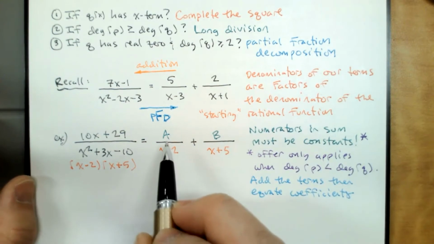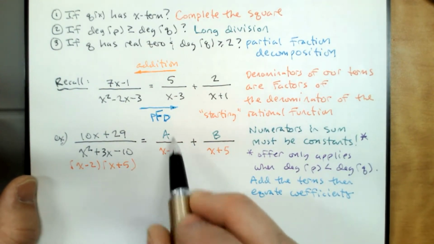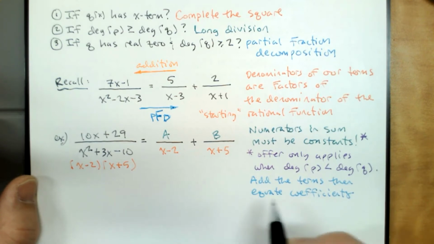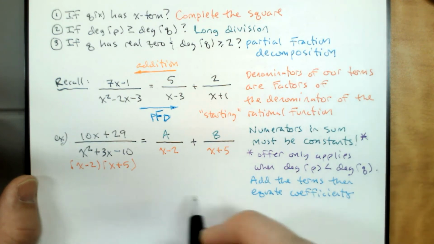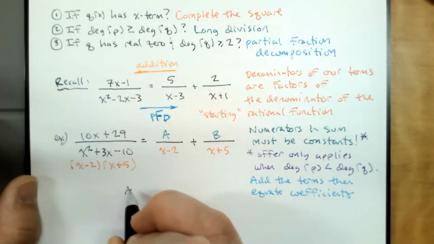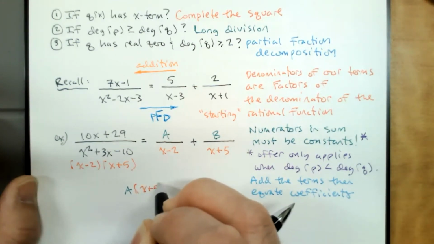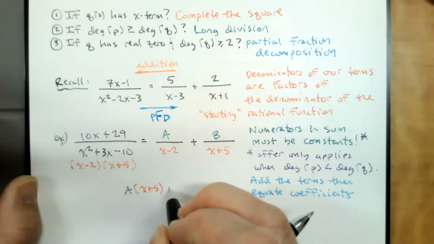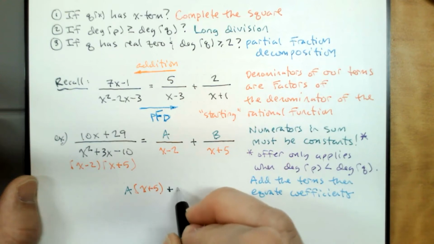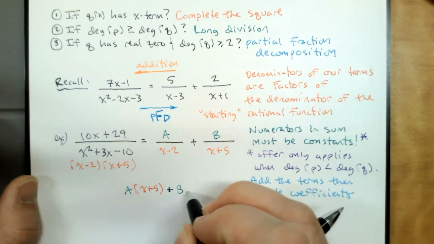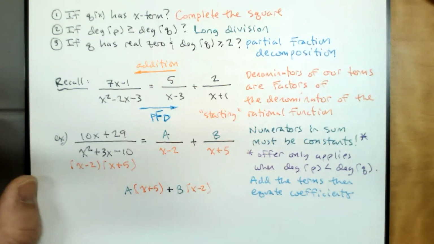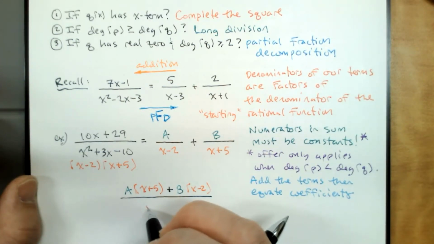So I have A times x plus 5. I need to multiply this first fraction by x plus 5 over x plus 5. So I have A times x plus 5, plus B times x minus 2, over our common denominator of x minus 2 times x plus 5.